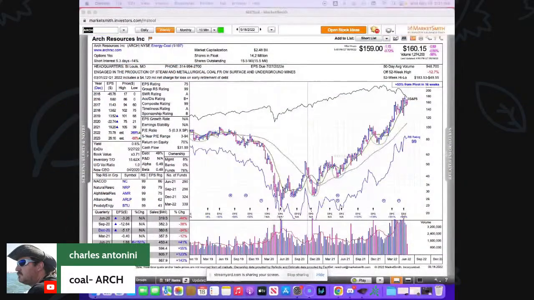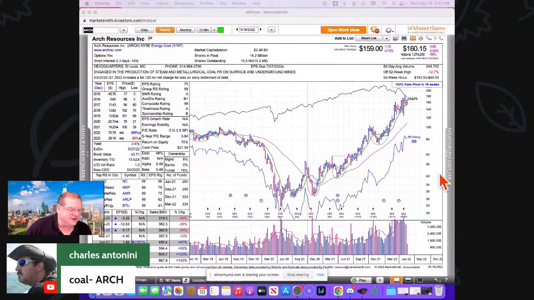Oh, Arch. Yeah, I think you're right, Charles. Arch. Yeah, let's look at the chart on Arch. ARCH. The biggest one is BTU, and that's Peabody, and we probably should look at that chart too. But thanks for coming up with the symbol for me. I appreciate it. Yeah, this is a good chart. It's looking a little bit extended though, unfortunately.